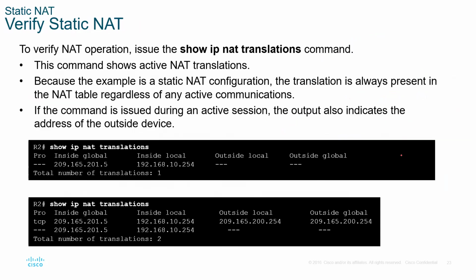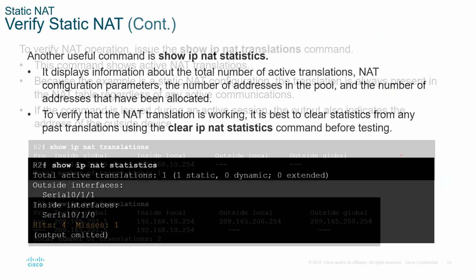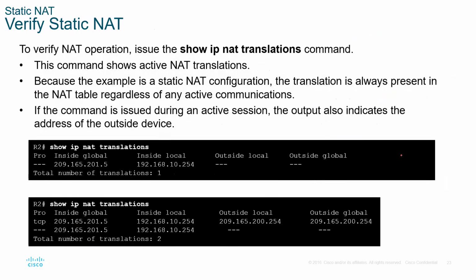Verifying, we have show IP NAT translations and show IP NAT statistics. With the translations, as you can see, this command shows active NAT translations. So this is an active NAT translation. This is being converted to this. That is what the NAT translations show.